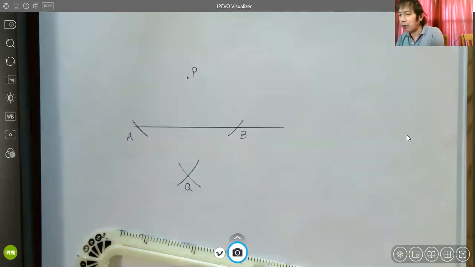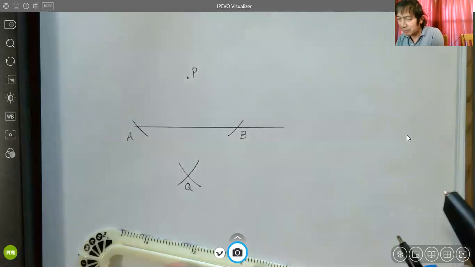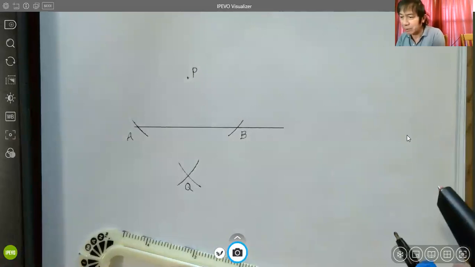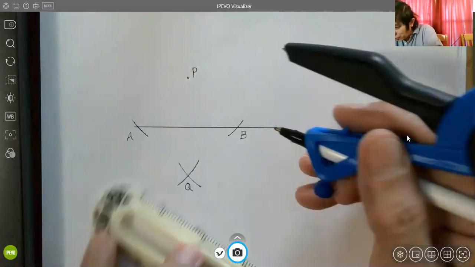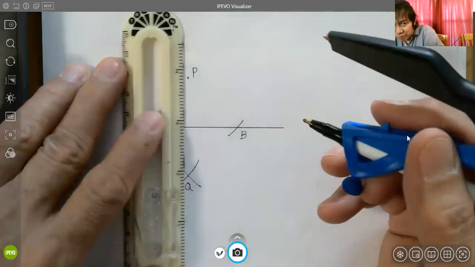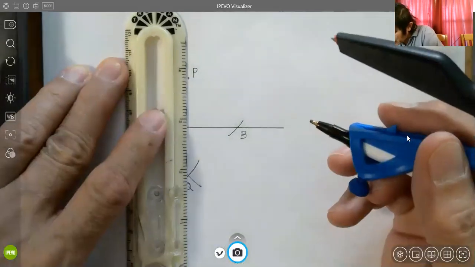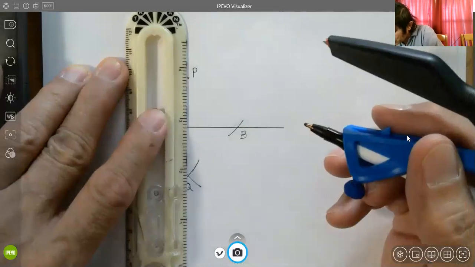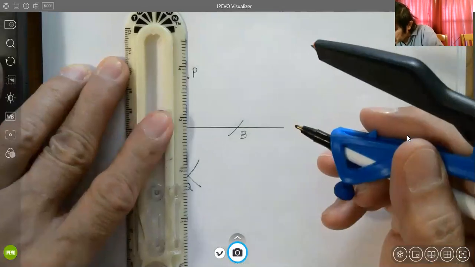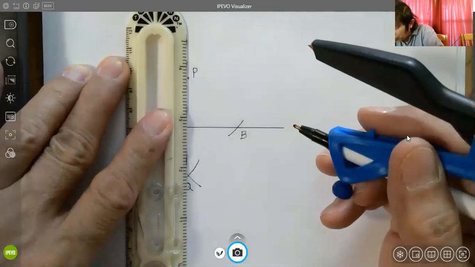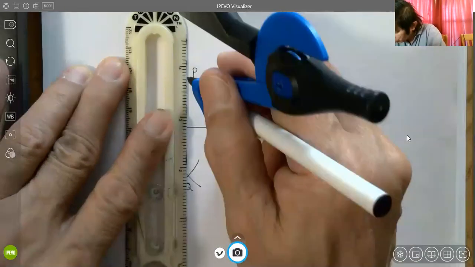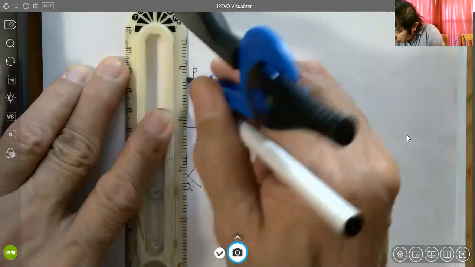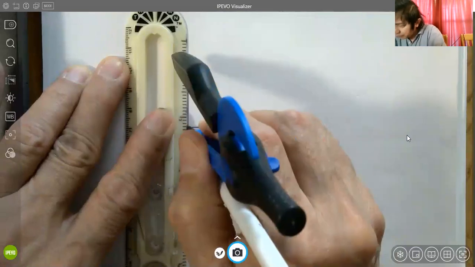Now we're going to intersect P and Q, or just use it as a guide to construct a line segment perpendicular to our first line. Put your straight edge and make sure you align P and Q. If your objective is to draw a complete line segment crossing the line, you can do that, or you can just draw from P up to the given line.